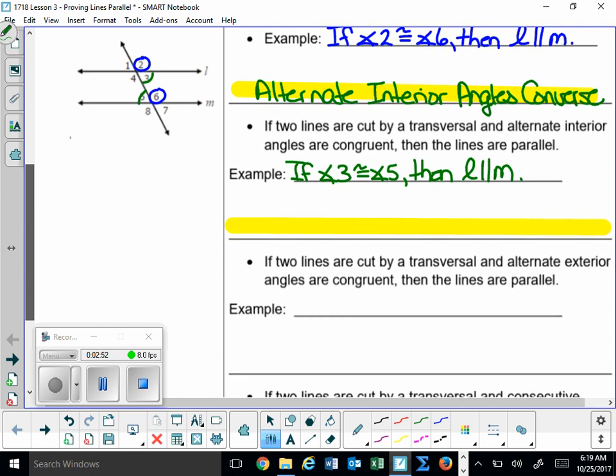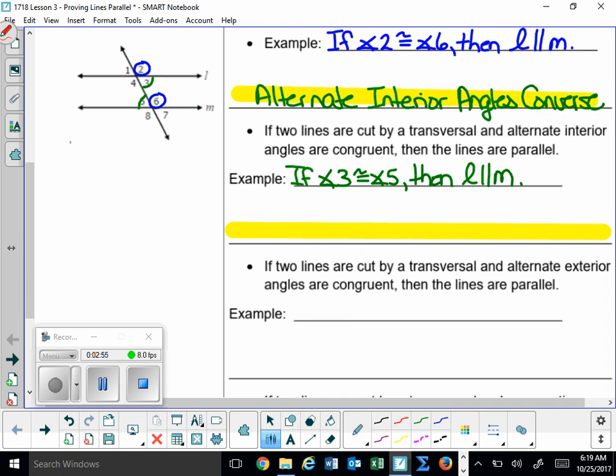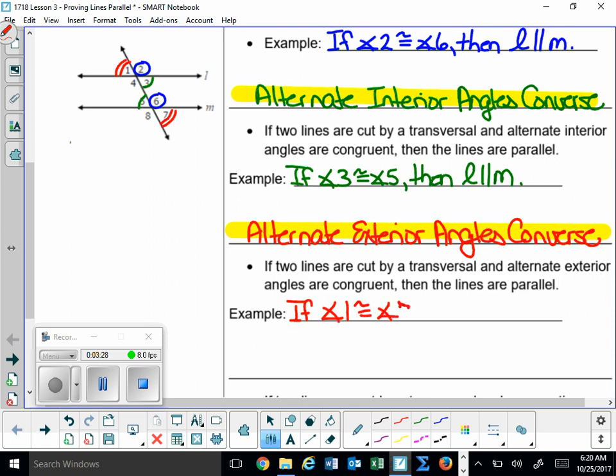Okay, a third way to do this. If two lines are cut by a transversal and alternate exterior angles are congruent, what do you think this one's called? The alternate exterior angles converse. So let's see here. How about 1 and 7? If angle 1 is congruent to angle 7, then line L is parallel to line M.